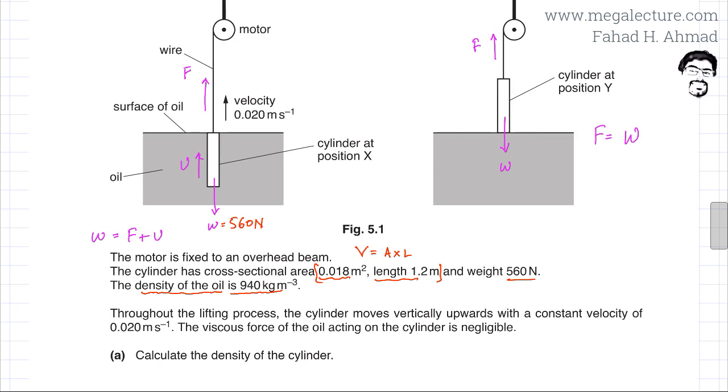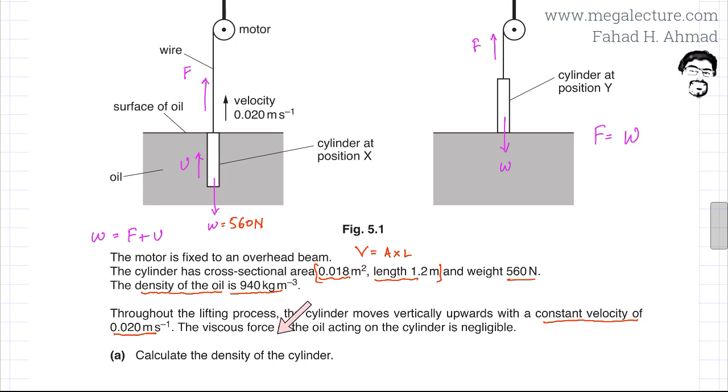Now, based on these two pieces of information, we can figure out what volume of oil must have been displaced. What volume of oil would be displaced? Anyways, reading further, throughout the lifting process, the cylinder moves vertically upwards with a constant velocity, which means that all the forces are balanced out. There's no net acceleration. It's a constant velocity, which means there's not going to be a resultant force.